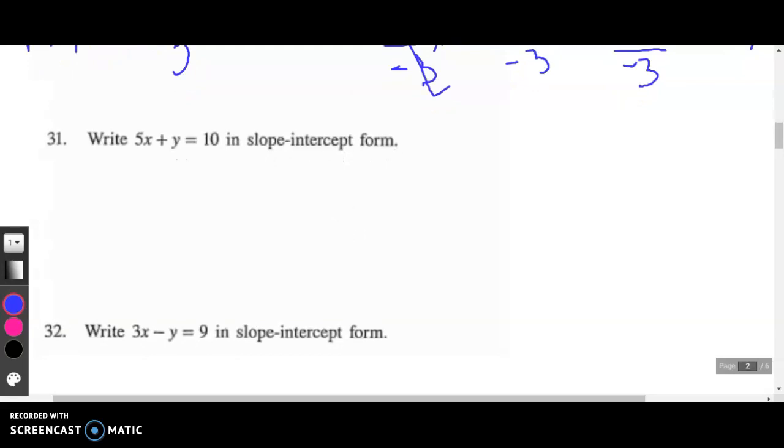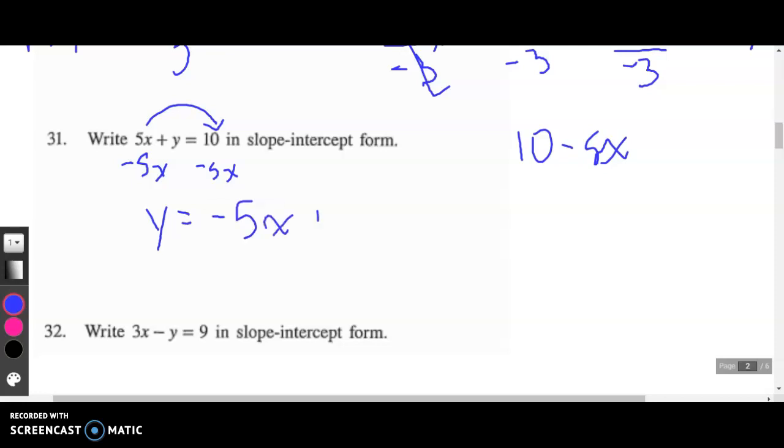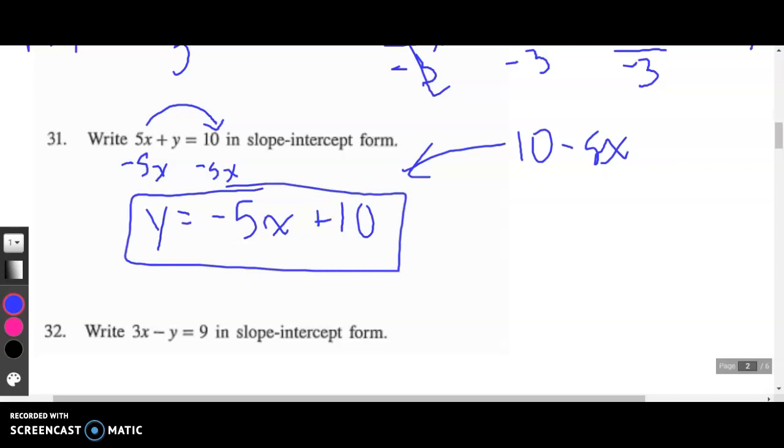Okay? Question number 31 actually asks us to write this equation in slope-intercept form. There's actually only one step to do this, and that is we have the 5x on the wrong side. We want it on that side. In order to do that, we're going to subtract 5x from both sides. And that's going to give us y equals, now it is 10 minus 5x because we subtracted 5x, but we can write that as negative 5x plus 10. This is the same thing, except this is slope-intercept form, so there's your answer for that question.